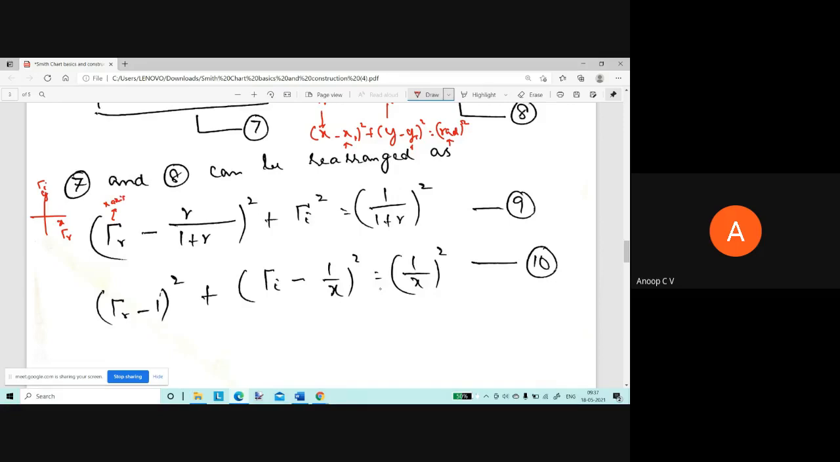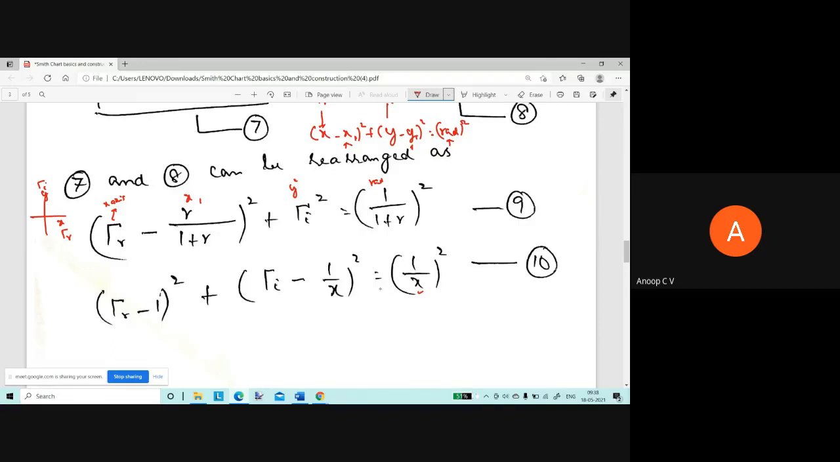Why am I not writing simple x? Because you should not confuse it with this x, the reactance X, right? So this is x and this is x1 and this is y minus y1. Here y1 is equal to 0, so this is actually y square. So x minus x1 the whole square plus y square is equal to the radius square. So you can see equation number 9 is the equation of a circle, right?